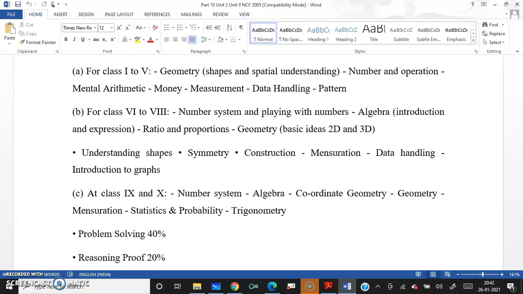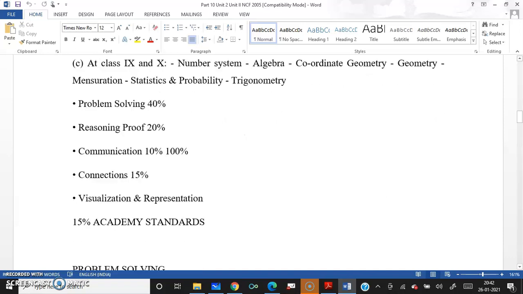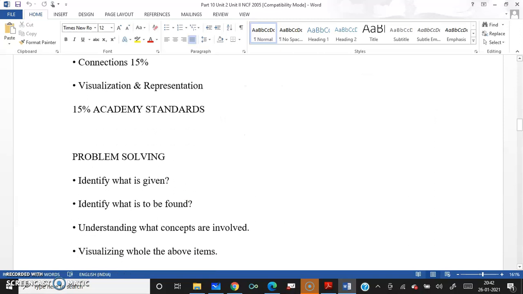Then 9th and 10th standard, a little bit higher: number system, algebra, coordinate geometry, mensuration, which they have learned and will be continuing, statistics and probability, and then trigonometry. Now trigonometry is introduced to the children, which is a bit difficult. So when they enter 9th standard, they feel it is a bit difficult because they are going a little bit to the abstract side of mathematics.